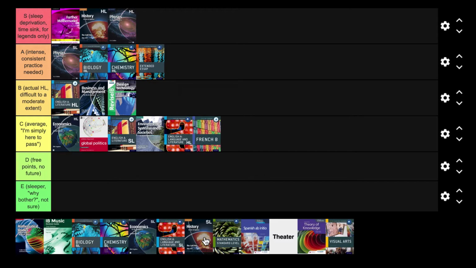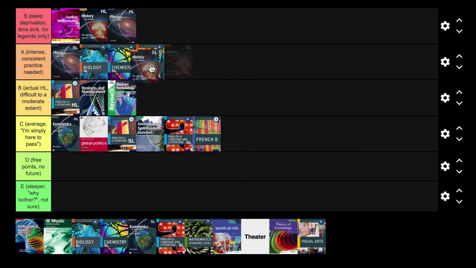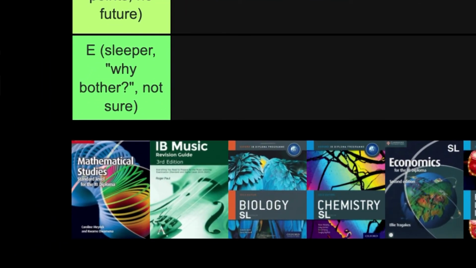0.7. Look at that. 0.7. Beautiful. I think under ChemHL. Under ChemHL. Yeah, A tier for sure. A tier, A tier for sure. Green. Yeah. All right. Now we have probably the easiest of all these classes listed here, math studies.